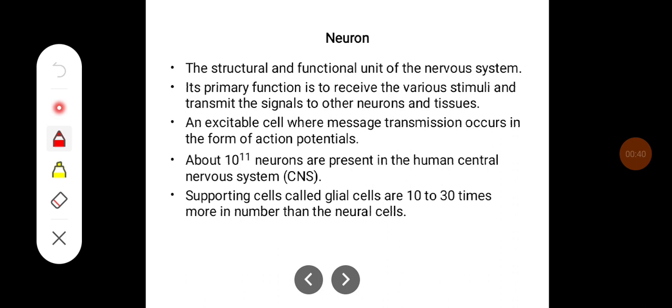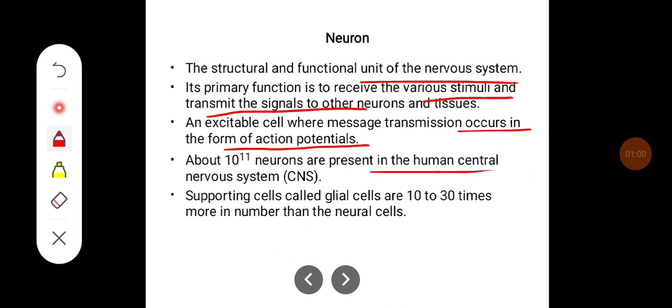Neuron is a structural and functional unit of the nervous system. As we know, its primary function is to receive the various stimuli and transmit the signals to other neurons and tissues. An excitable cell where message transmission occurs in the form of action potential. About 10 raised to 11 neurons are present in the human central nervous system. Supporting cells, which are called glial cells, are 10 to 30 times more in number than the neural cells.